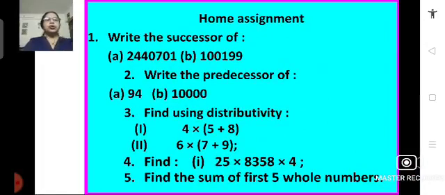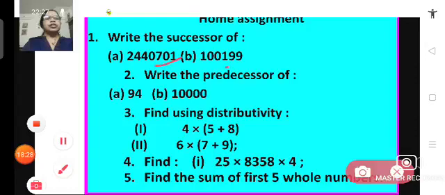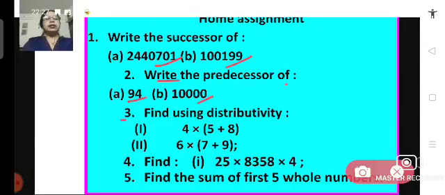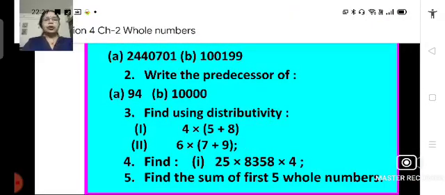So children, we come to the home assignment. Here are the questions of your home assignment. Write the successors of these two given numbers, and write the predecessors of these two numbers. Then third, find the result using the distributive property. Then fourth one, find 25 into 8358 into 4. By rearranging them, you can find the answer quickly and easily. Question number 5, find the sum of the first 5 whole numbers. So this is your home assignment.